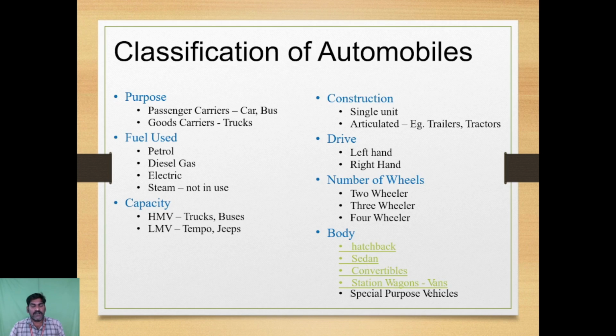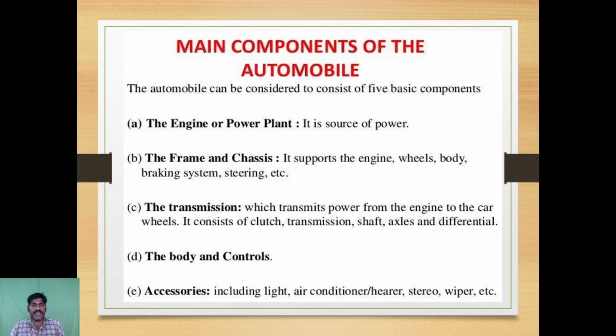Drive: left hand drive and right hand drive. Number of wheels: two wheeler, three wheeler, and four wheeler. Body: hatchback, sedan, convertible, and station wagon, van, and special purpose vehicle.